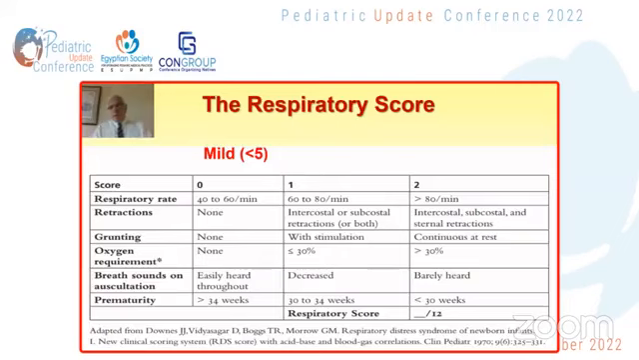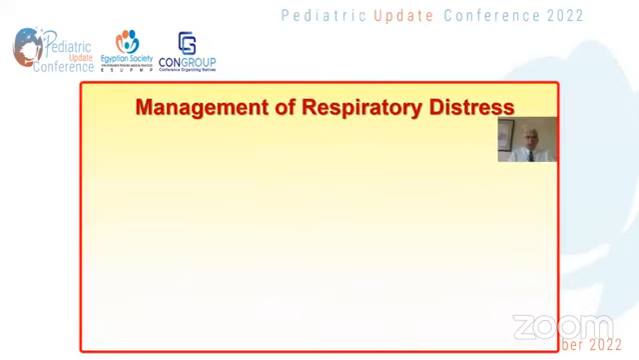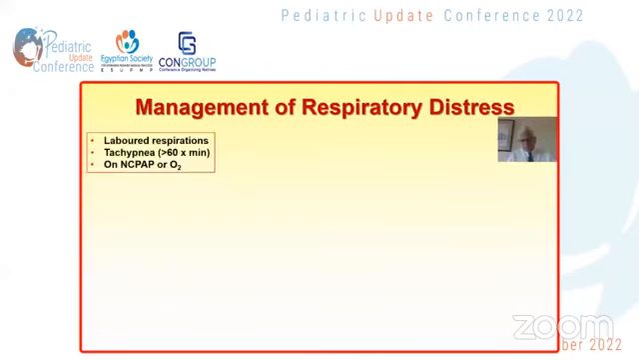So if you add up all the points and get a score of less than 5, that would be considered mild distress. If you get a score of 5 to 8, we'll consider it moderate. And if you get a score of more than 8, that's considered severe. So how do we manage the respiratory distress?